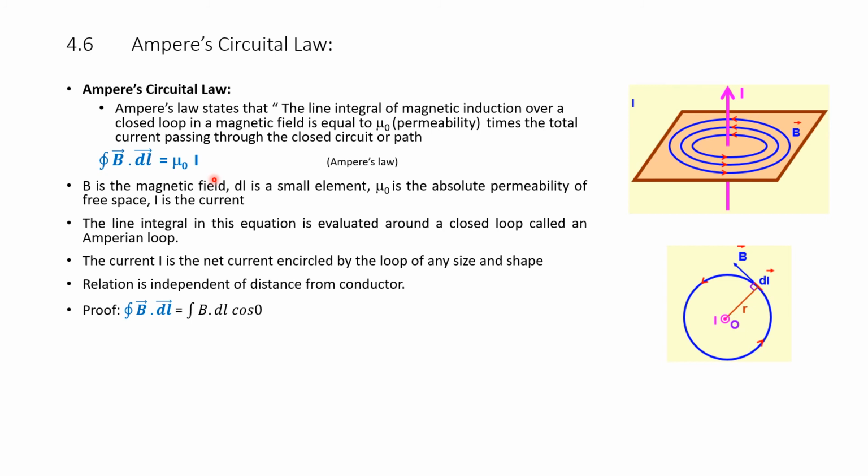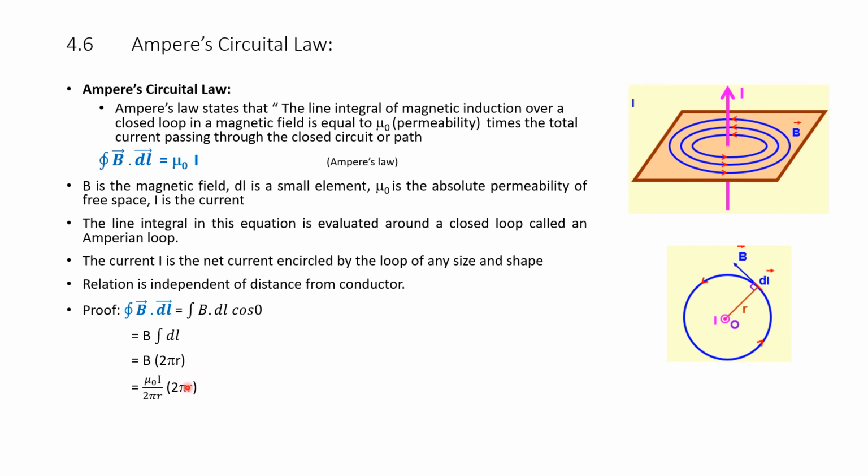Proof. Let us prove Ampere's circuital law. We will take the left-hand side, that is the integral of B·dl. From our knowledge of mathematics, this is the integral of B dl cos 0, because the angle is 0 here. B is a constant, so the magnitude of B is taken out, and we are finding the integral of dl. But we know the integral of dl for a circle is 2πr. So the expression becomes B times 2πr.